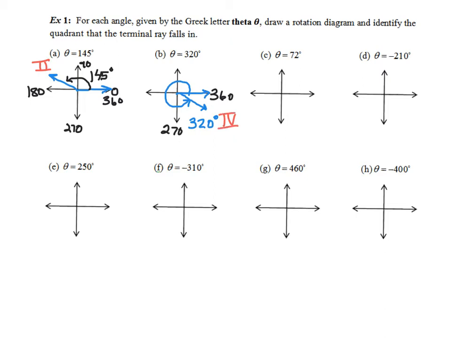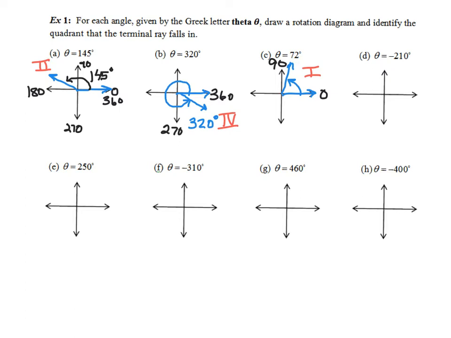72 degrees. Here's my initial side. 72 degrees falls between 0 and 90. So that tells me I should be closer to 90 degrees, so I'm going to have an angle that looks approximately like that. And here's the direction of my rotation. This clearly ends in the first quadrant.